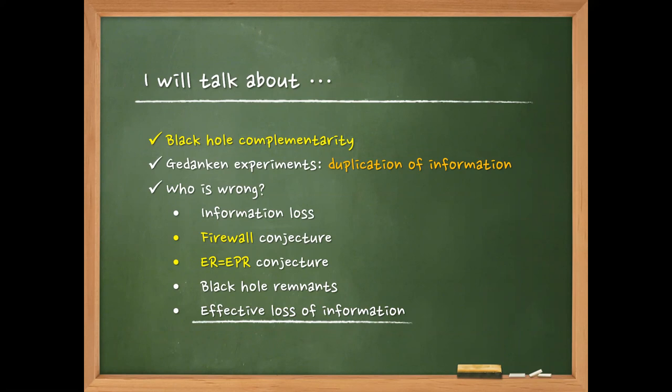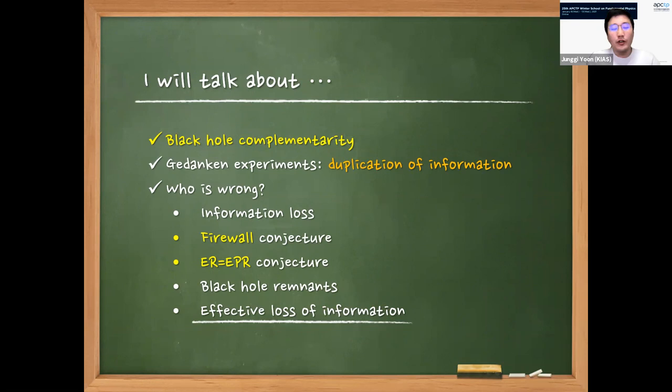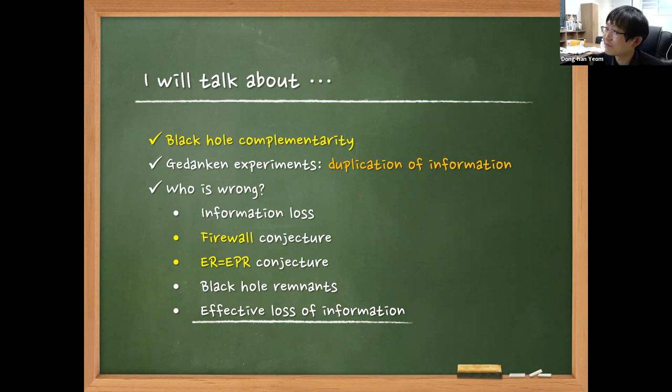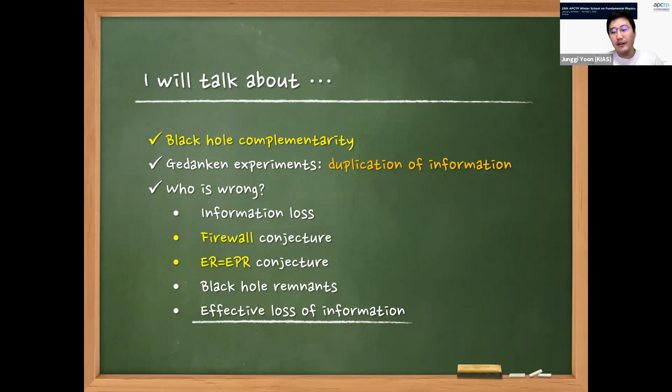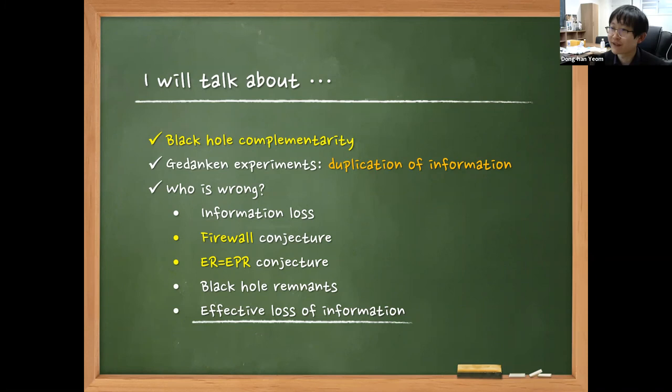Is there some recent progress on the firewall? Like some paper, not a disproof of the firewall, but some support of the firewall? I don't think so, because the firewall proposal was introduced by Almheiri, Marolf, Polchinski, Sully, and Stanford, but nowadays all of them are focusing on other issues. So maybe not many people.